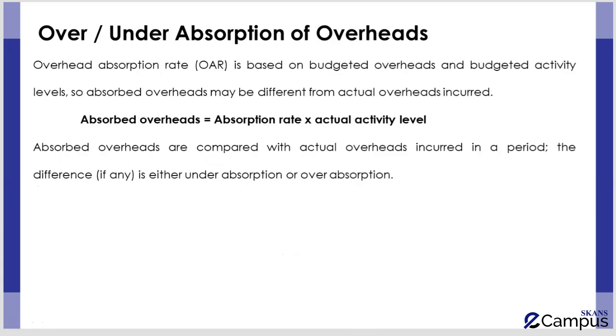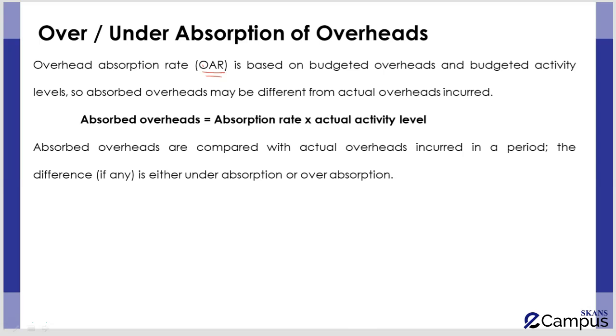Now moving on to the next slide, which is under or over absorption. As we just learned, overheads are absorbed on a predetermined overhead absorption rate. I've used the word predetermined because it is calculated in advance, at the beginning of the year, on the basis of budgeted data. So, in charging overheads, overheads are absorbed on the basis of actual activity level.